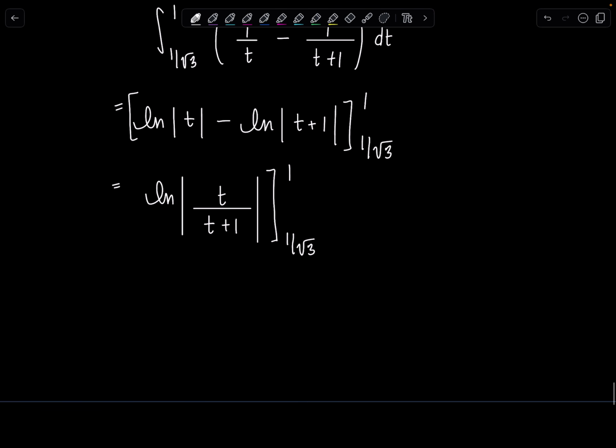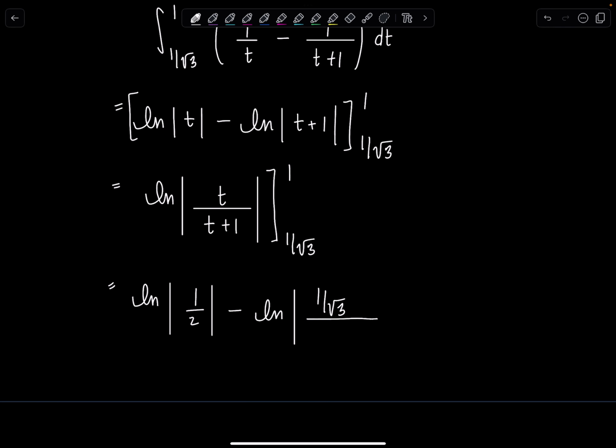Okay, so let's plug in 1 first. That's going to be natural log absolute value of 1 over 2 minus natural log absolute value of (1 over rad 3) over (1 over rad 3 plus 1). Now, I don't need to put the absolute value bars at this point. I could have already switched to parentheses because everything inside those constants aren't negative, and I don't have variables anymore. So there's no worry that the argument might be negative.